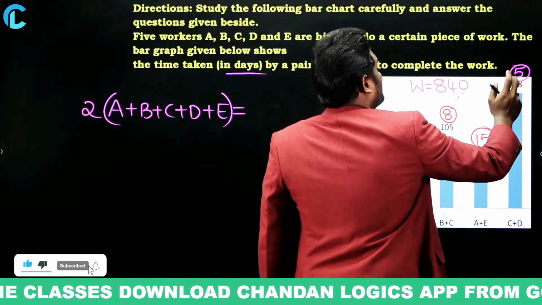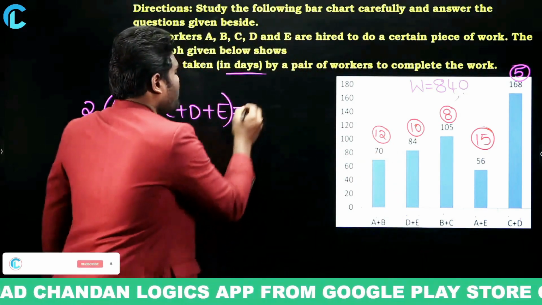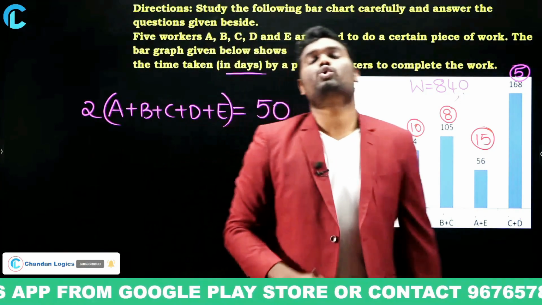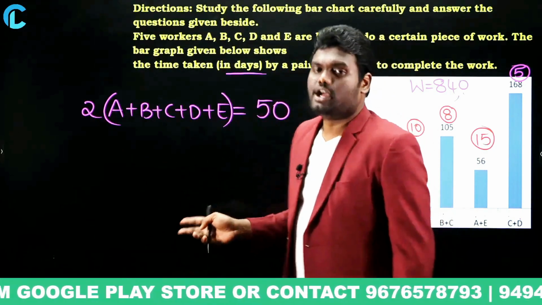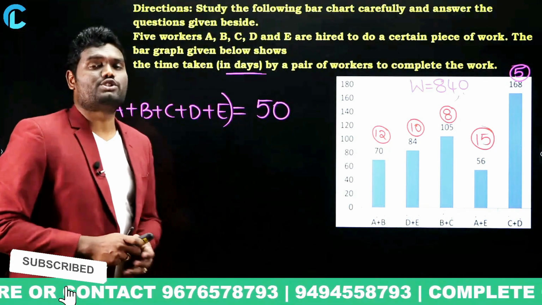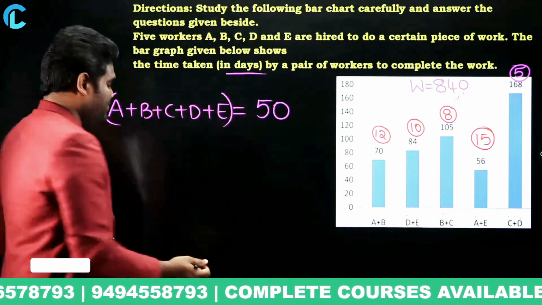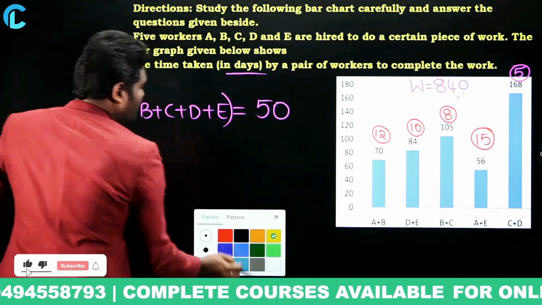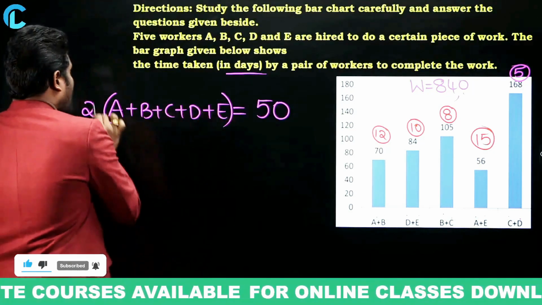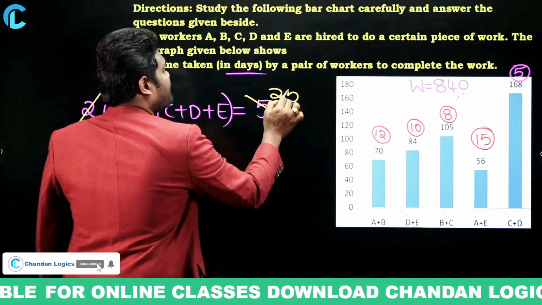15 plus 5, 20. 20 plus 20, 40. 40 plus 10, 50. Yes or no? Which means 2 A's, 2 B's, 2 C's, 2 D's, 2 E's are doing combined together 50 units of work in one day. Now, if it is only A, B, C, D, E, the 2 cancels here. How many times? 25 times.